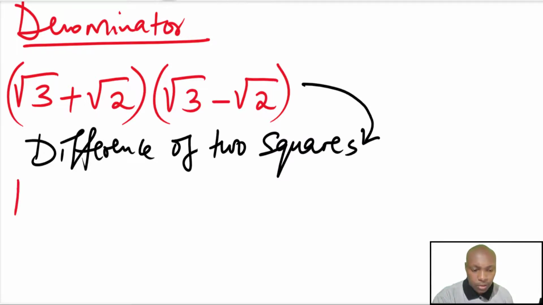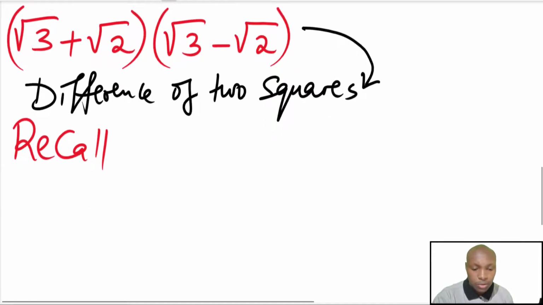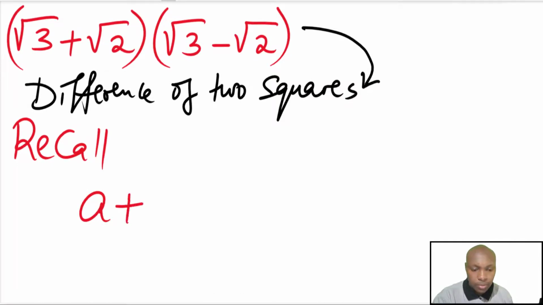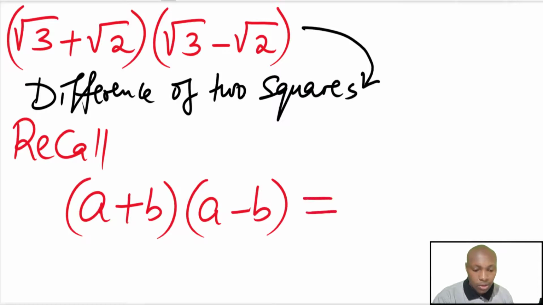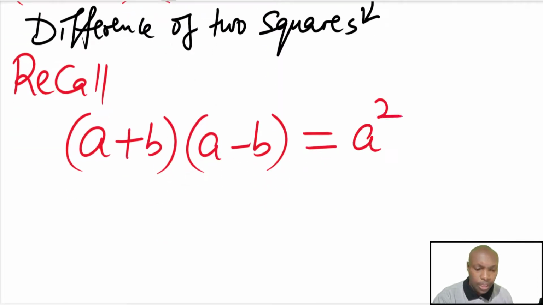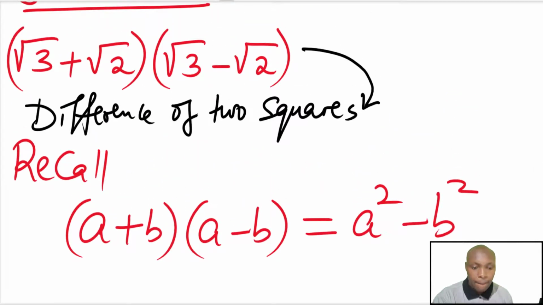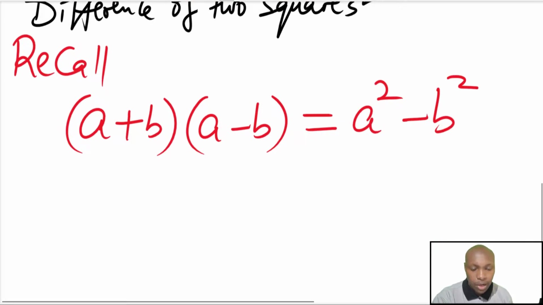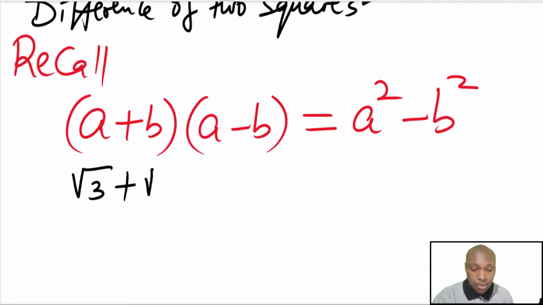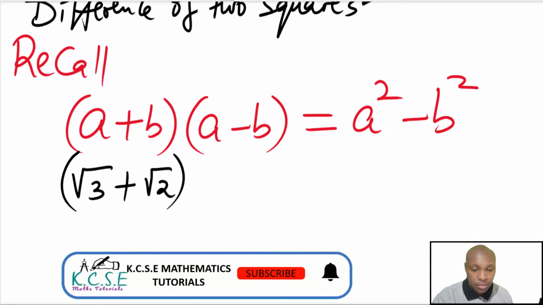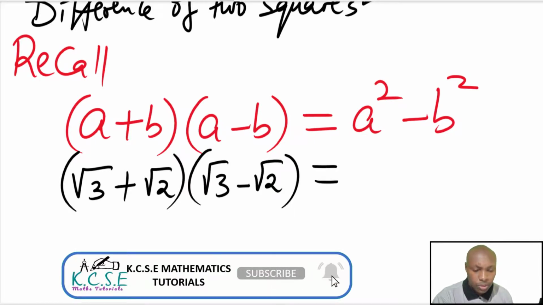Just recall, there is something that I want us to use here. So recall, if you have let's say a plus b, a minus b, and you're required to expand that, when you expand that, you get a squared minus b squared. Now I want us to relate that to whatever we have. So in this case, a will be root 3 and b will be root 2.